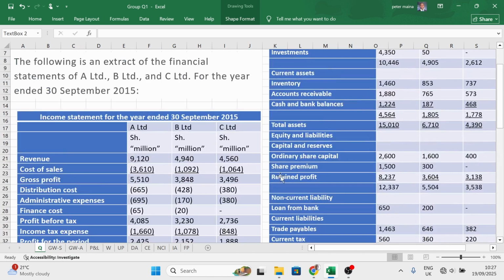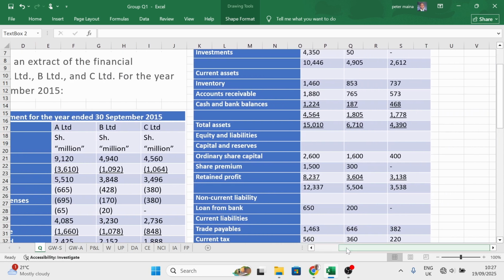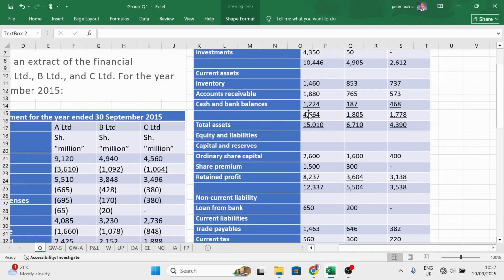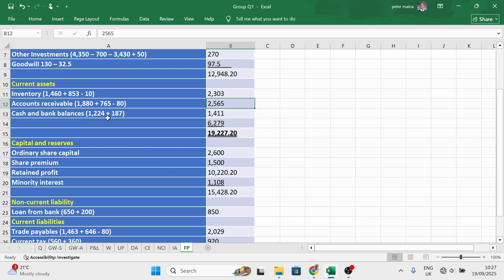So we take the accounts receivable of the parent 1880, we add to that of the subsidiary 765. 1880 plus 765, then we deduct intercompany debt 80, then we get the amount. Cash and bank balances, we take the parent's amount 1224, we add the subsidiary's amount 187, 1224 plus 187, we get the total.